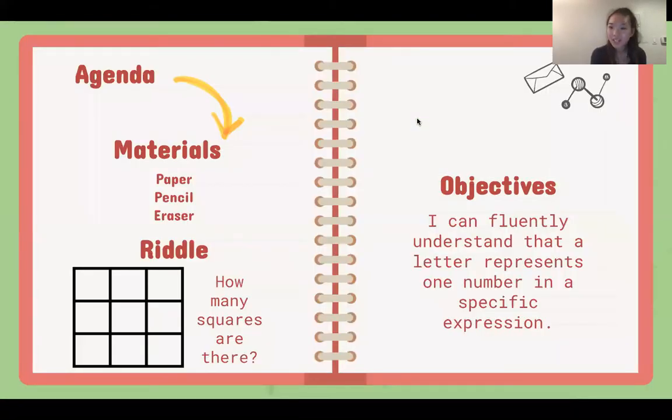So we have our agenda here. First is going to be the objectives. So I can fluently understand a letter represents one number in a specific expression. That's what we're going to be learning, and that's what we're going to be able to do at the end of the lesson today. Throughout what we're learning, you will learn those materials to get you to fluently be able to understand that.